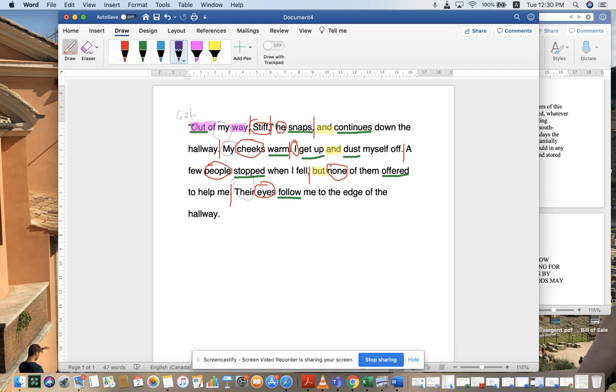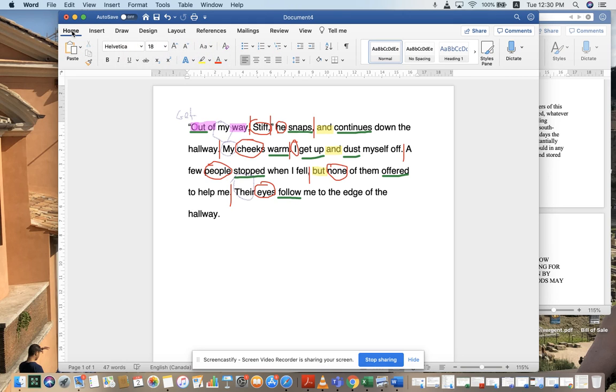Second one is an idiom, and I'm going to write this down over here. Okay, idiom.